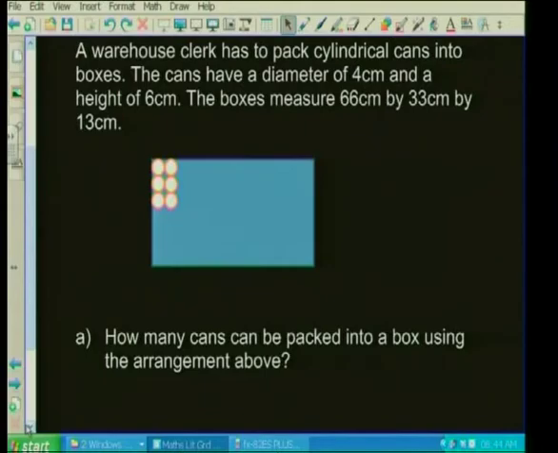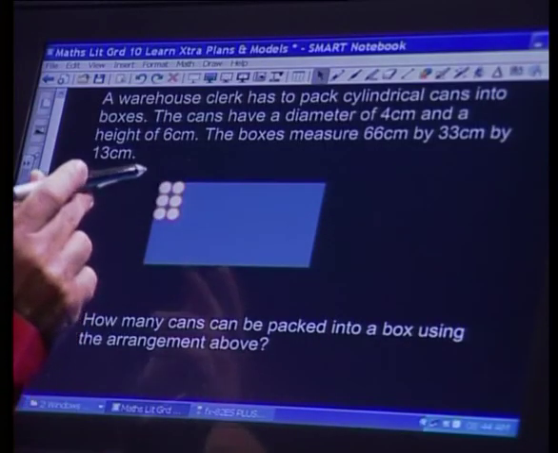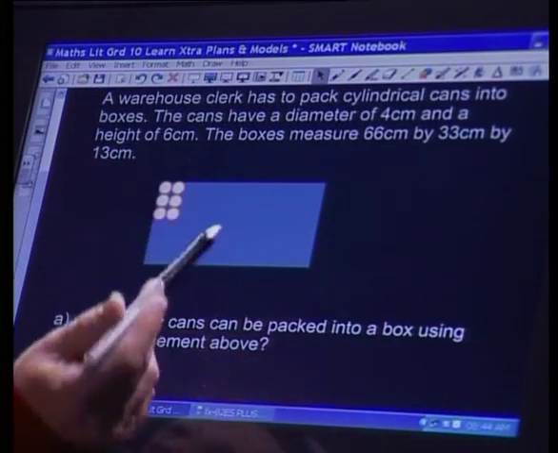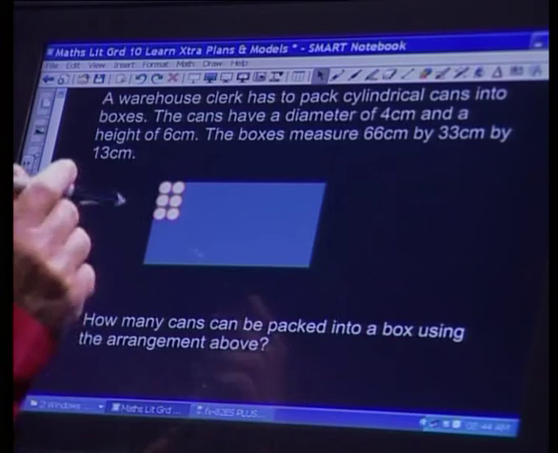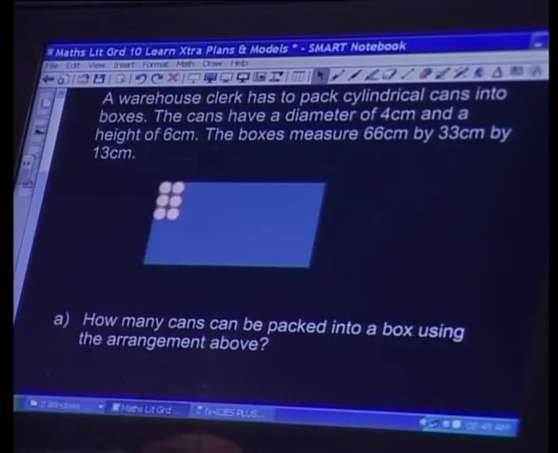And look what we've got here as a diagram. We've actually been given a plan of a model. We can pack the cans next to each other. You can see the circular cans packed into the box. Obviously, we'd extend this diagram and pack more cans along so that we could fill these boxes with cans.